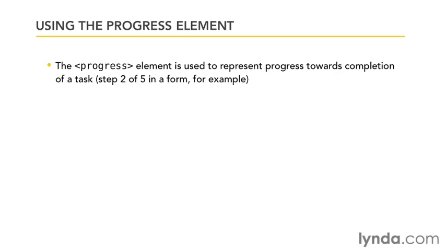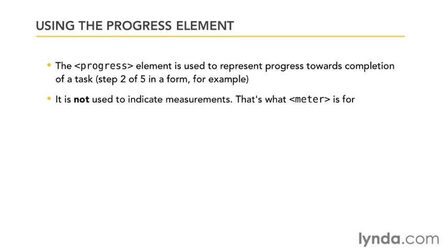Another new HTML5 web form element you can use in your forms is the progress element. The progress element is used to represent progress towards the completion of a task that is broken up into a discrete set of steps. So, for example, you can use the progress element to show that the user is in step 2 out of 5 in a form, or any other task that is broken up into a number of steps. You can use progress to show where the user is.